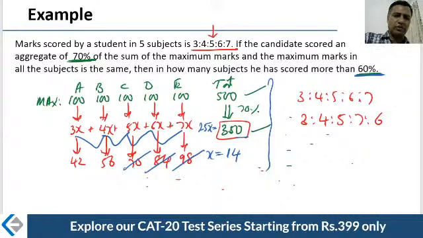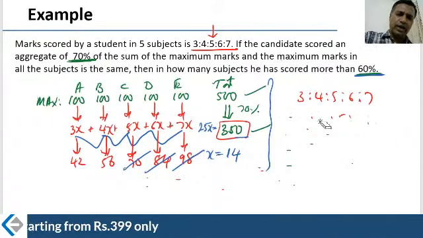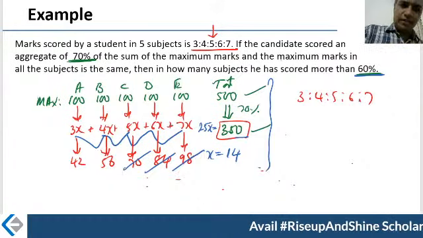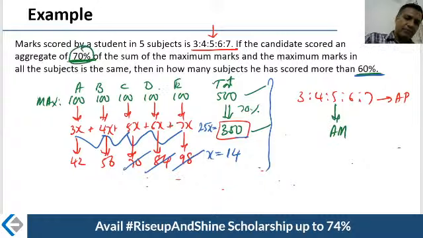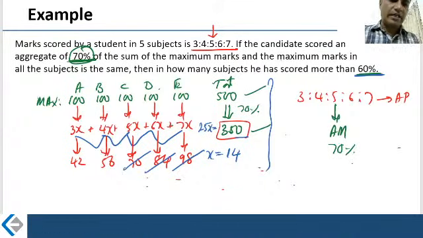No problem. Now these are the subjects A, B, C, D, E. Can I rewrite them back in order? Why not? You write them back in order, arrange them. When you arrange them, you understand that they are in AP here. The ratio of the marks are in AP. If they are in AP, the middle term is nothing but the arithmetic mean, which is equal to 70%, that's the aggregate average. Average is the middle number only, that is 70%.